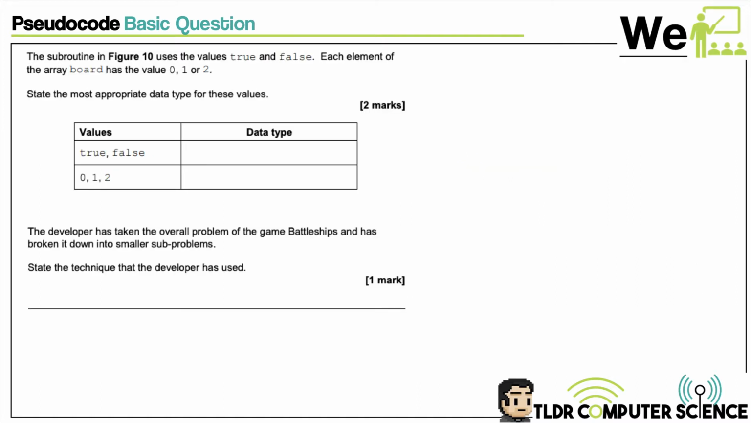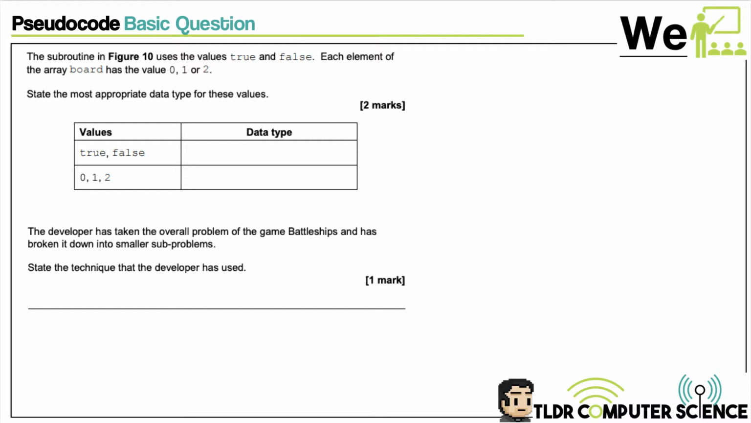Okay, I've kind of chopped off a bit too much here, but it gets the general idea. If you remember, one of the crucial ideas with variables is that they belong to different data types. Now, the subroutine in figure 10, we can't see it, but uses the values true and false. So there's a certain data type that is true and false, and we'll try and remember that. And it says each element in the array board has the value 0, 1, or 2. A bit of a recap.